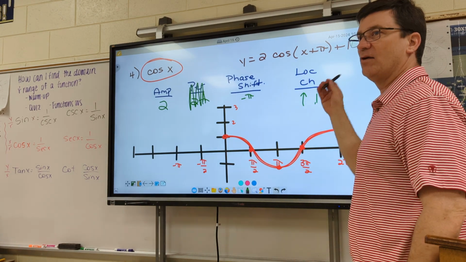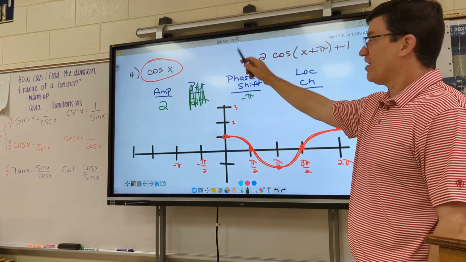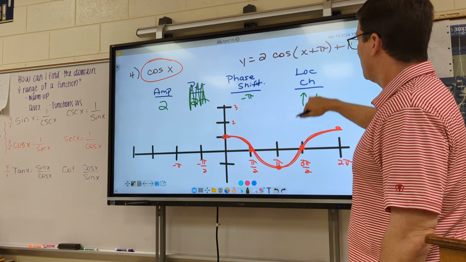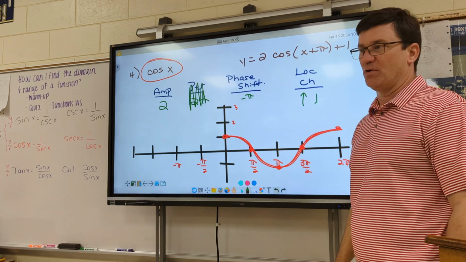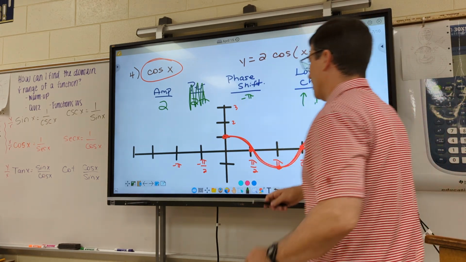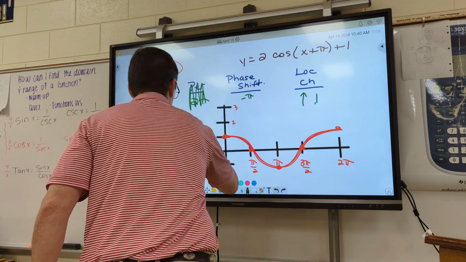Start from the back, work your way to the front. Now, I think y'all have seen one of all of them so far. How do we do a location change of up 1? What do we do? Let's move everything up 1. Start with a dotted line.